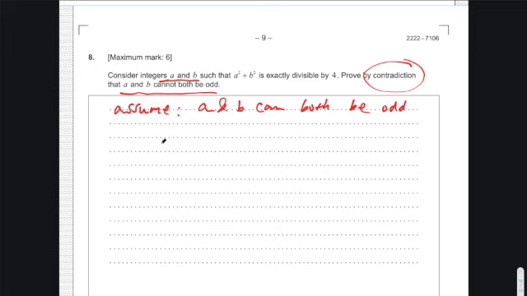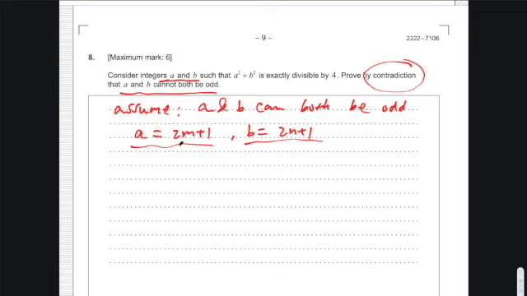So we can use two integers, m and n, to express a and b if they are odd numbers. So like a is equal to 2m plus 1 and b is equal to 2n plus 1. So that means if m and n are both integers, if I have these two expressions, then a and b are both odd numbers, odd integers, right?